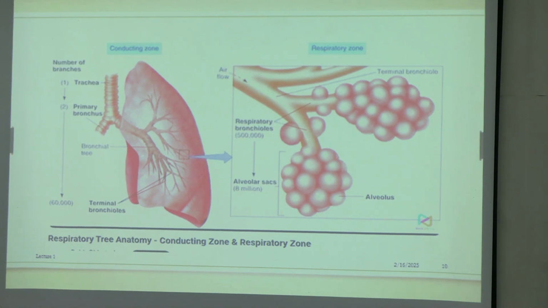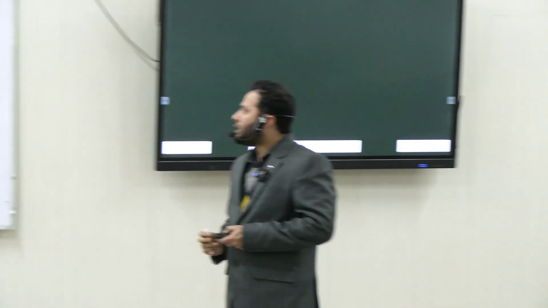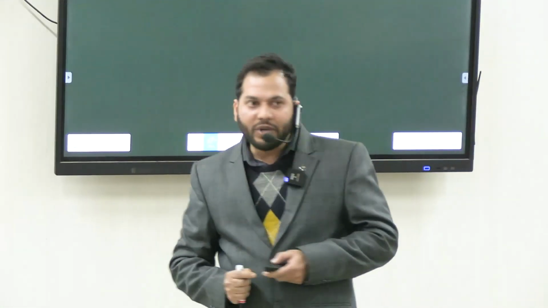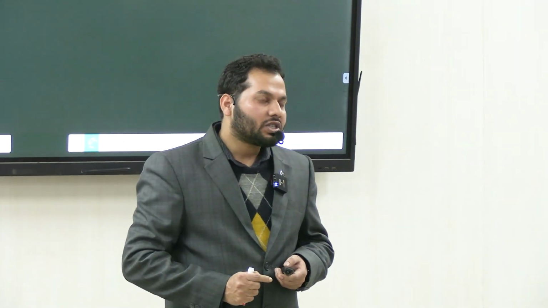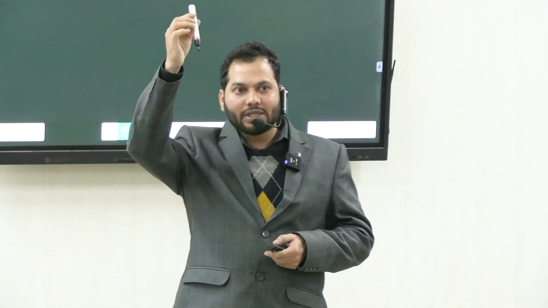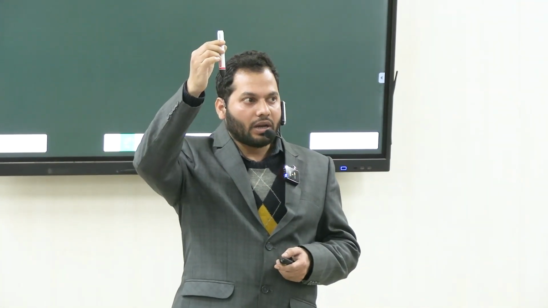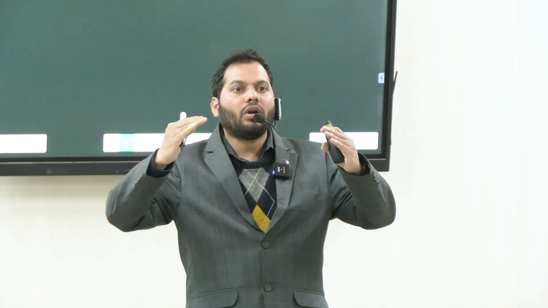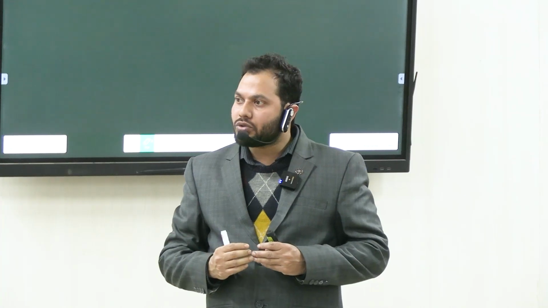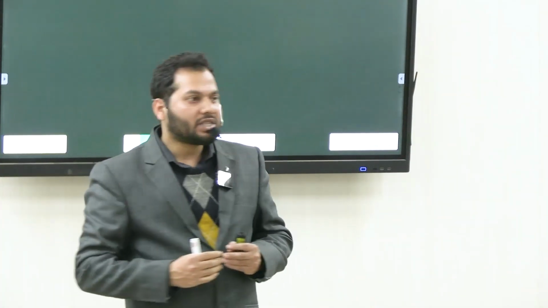Again, the primary bronchus is segmented into different bronchioles. Ultimately, if you see the count of branches up to the terminal bronchioles, it is around 60,000 terminal bronchioles. See, initially it was single, the trachea, which is divided into primary bronchi, 2. Further it branches. Ultimately, when it reaches the terminal bronchioles, the number is around 60,000.